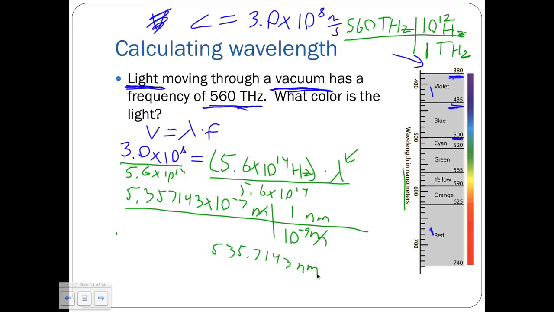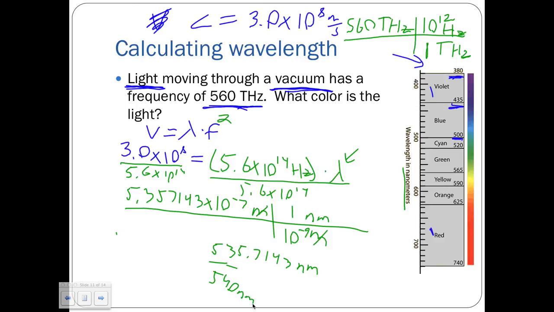Okay. Significant figure-wise, 560 has 2 sig figs right here. The speed of light, 3.0 times 10 to the 8th, we're going to consider that to be exact for purposes here. That's a conversion factor. It's a constant, I mean. So we'll leave that, it will not affect it. So our final answer should have 2 sig figs. So this should be 540 nanometers would be our wavelength.